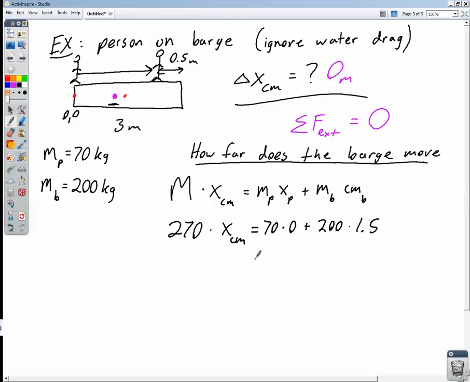So solving for the center of mass of the system, we've got 200 times 1.5 is 300 divided by 270. And throwing that into the calculator, we're going to get a center of mass of 1.11 meters. So this little purple dot right here, before the person moves and after the person moves, is 1.11 meters from the left-hand side of the barge. All right? So if that's the center of mass of the system, what we know, again, from the first part of this problem is that the center of mass doesn't change.